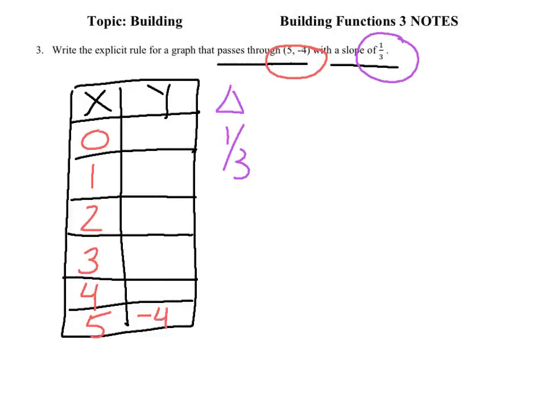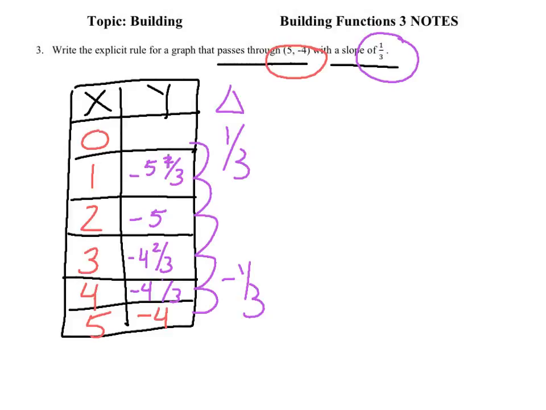Now here's the tricky part. The slope works if you go down, but we are going to work backwards. So instead of adding 1/3, we're going to subtract 1/3 because we have to go backwards. So let's fill this all in. Negative 4 minus 1/3 is negative 4 1/3. And I'm going to keep going all the way up. So I have negative 4 2/3, negative 5, negative 5 1/3, I'm sorry. Finally, negative 5 2/3.